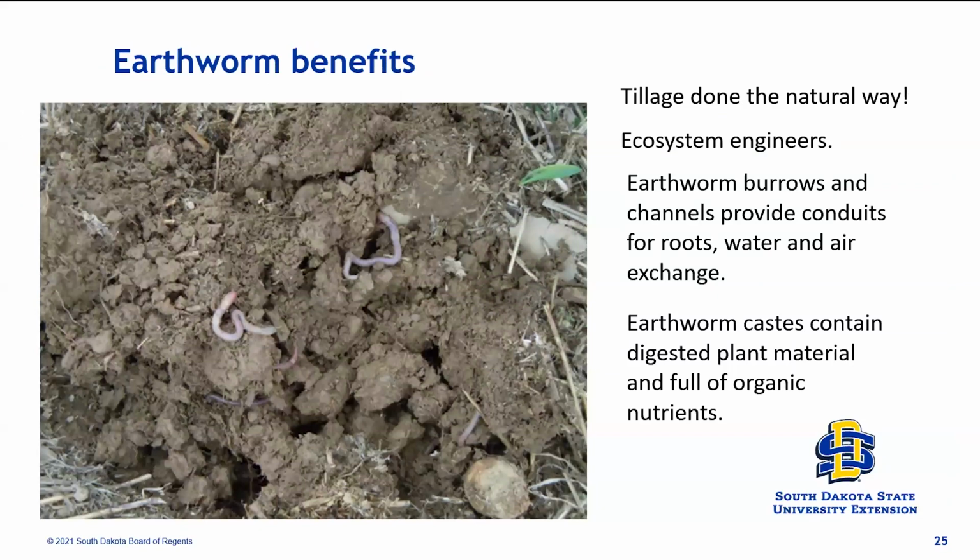Our earthworms have huge benefits. They really do a lot of tillage in the soil that we're not aware of. Their burrows open up channels for water and roots to follow, help air exchange, and then their casts are so important. They're a great organic source for nutrients and other enzymes and things in the soil because they're carrying the soil all throughout the soil profile, and they just have huge benefits for the soil.